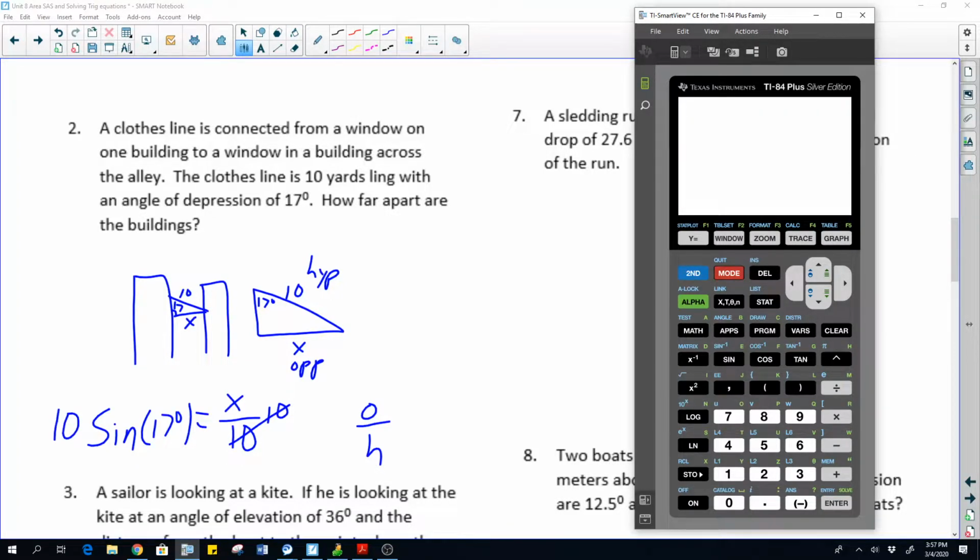So now that we know our calculator is in degrees, we'll do 10 sine of 17 degrees. Nice. So we get 2.92. That's really close together. Really close together. Huh. Interesting. Let's double check this then. 17 degrees. I guess it's yards. Clothesline is 10 yards with an angle of depression of 17 degrees. So building 1, building 2 looks good there. How far apart are the buildings?